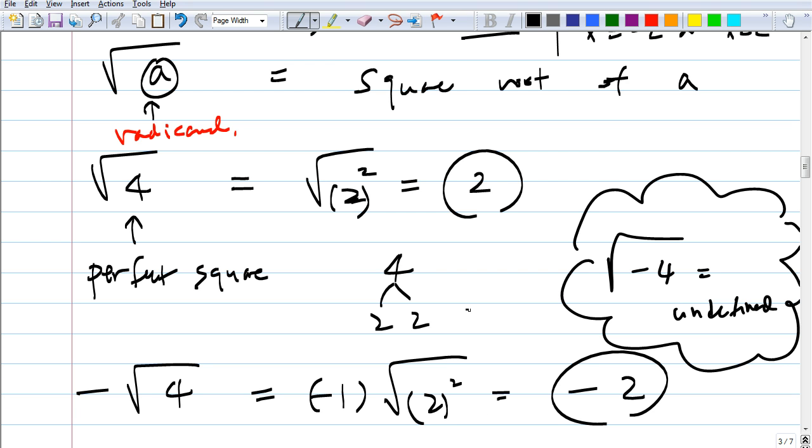So this is all review, but I would like you to now, everybody, can I have your attention? Is this statement true? Every square root of a number is going to be positive.